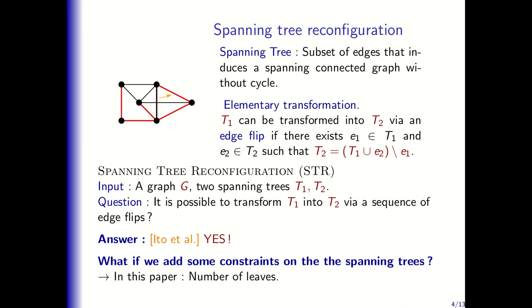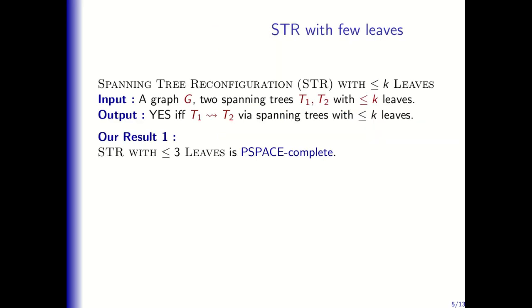What happens if we want all the spanning trees of the transformation to have many leaves, or all the trees of the transformation to have few leaves? We looked at both problems and classified the complexity of both, and when it's hard, we also find some polytime algorithms for some graph classes.